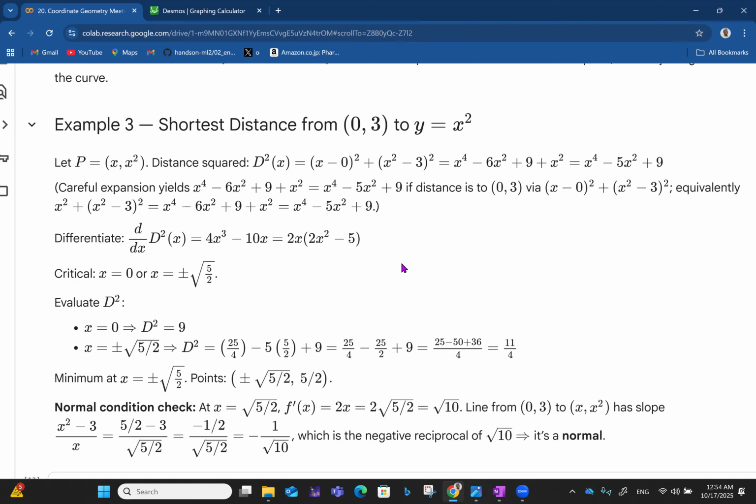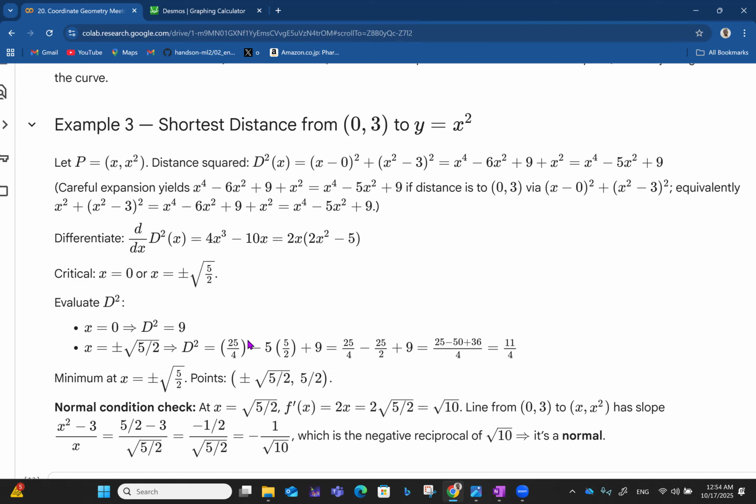If you evaluate d squared now, at x equals 0, d squared will be 9. At plus or minus the square root of 5 over 2, d squared involves x raised to power 4, that is, the square root of 5 over 2 raised to power 4. If you raise it to that power, the square root is gone, and the plus or minus is gone.